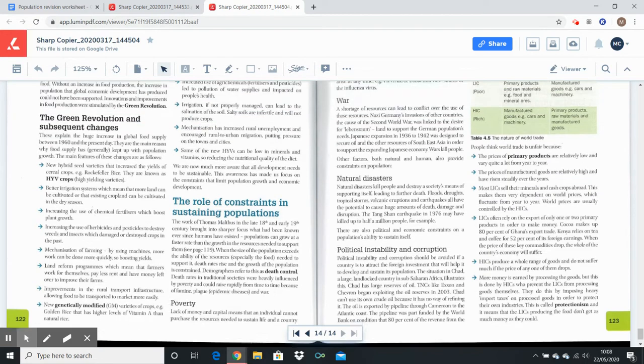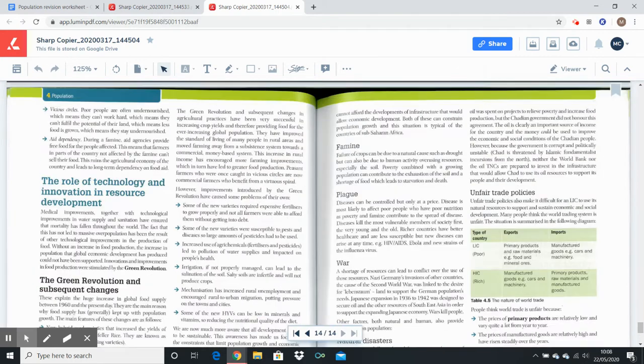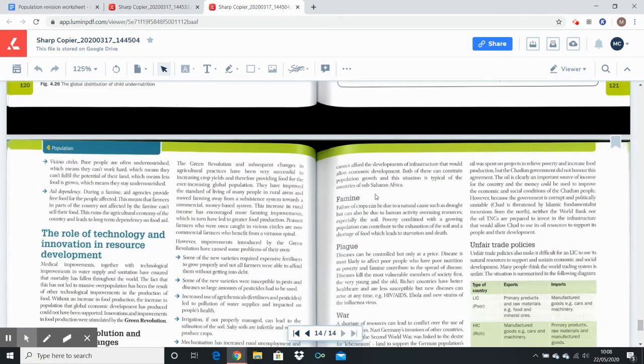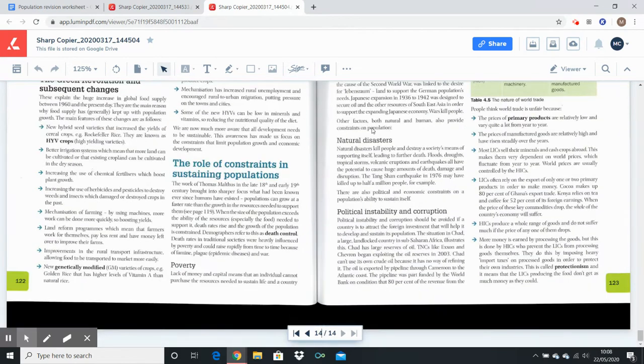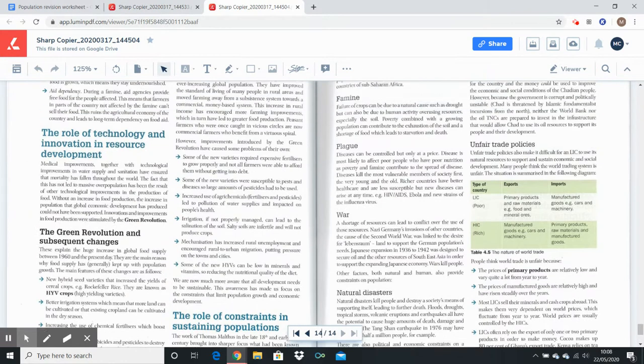Poverty is a really bad thing that can bring down our population quite quickly. Famine's another one. Plague is another one, these pandemics. War, natural disasters, political instability and corruption can also affect maintaining a good population as well.